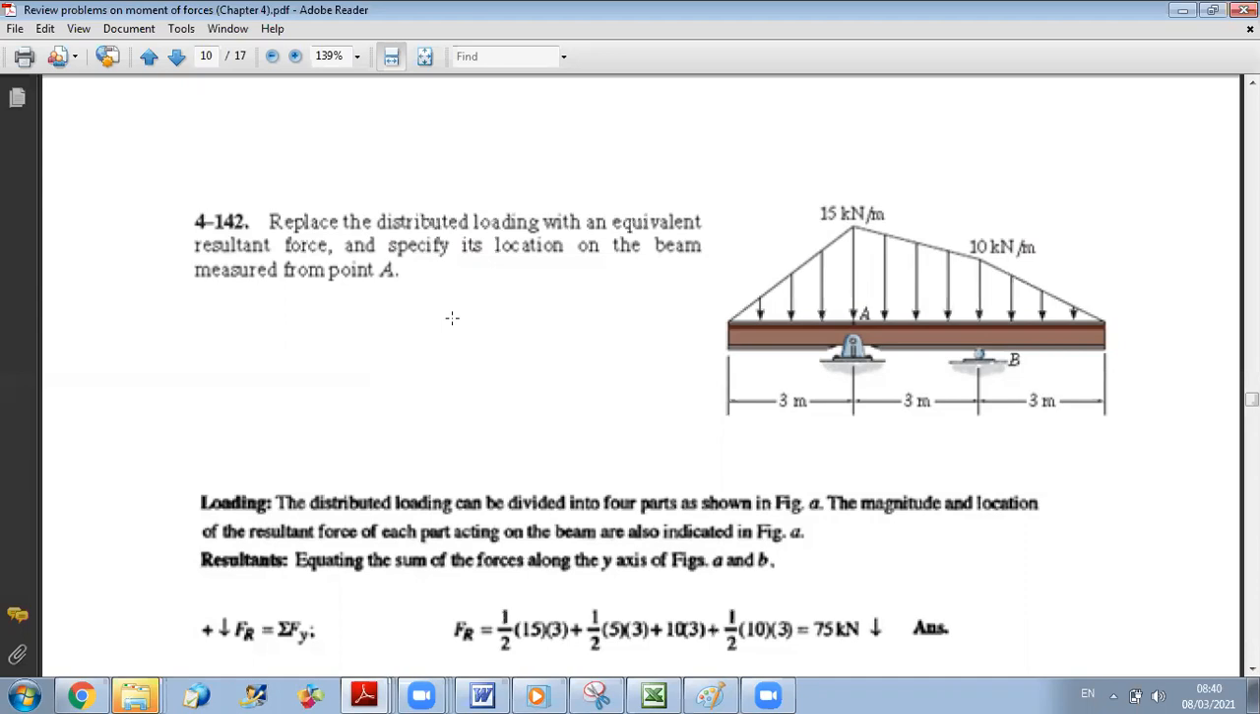First step, I choose any point on my beam and I reduce to this point. Then I move my force in a way to produce an equivalent moment. Here, since they asked from A, maybe some of you will say, let us reduce at A first, okay, and then find the distance.